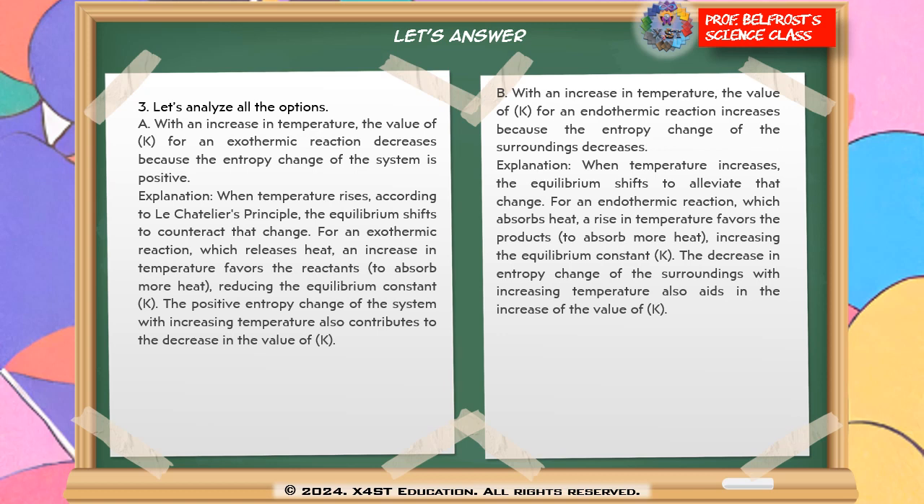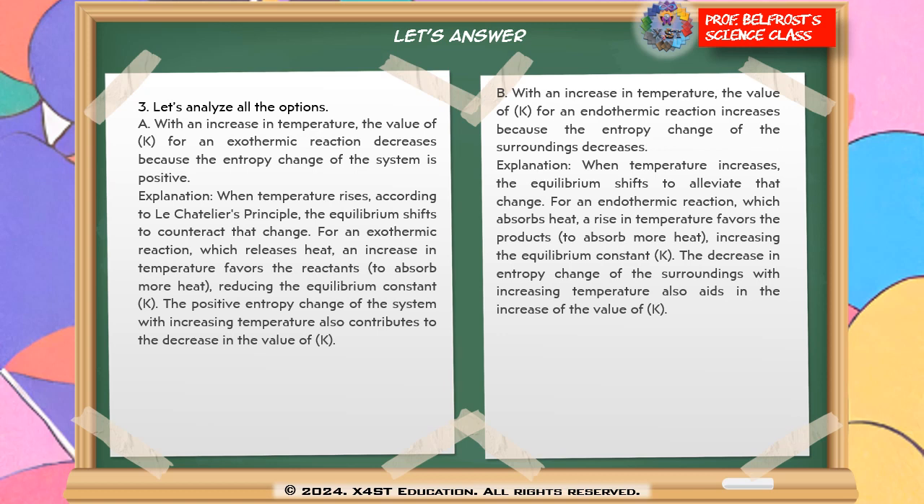Number 3, chemistry. This time we are going to discuss the concept of exothermic reaction, endothermic reaction, the entropy, and the equilibrium constant. Okay, so maybe this is quite a confusing concept. Maybe you need to recheck your book again. You need to read it again, and I'll give you that time. Okay, so let's analyze the options given one by one.